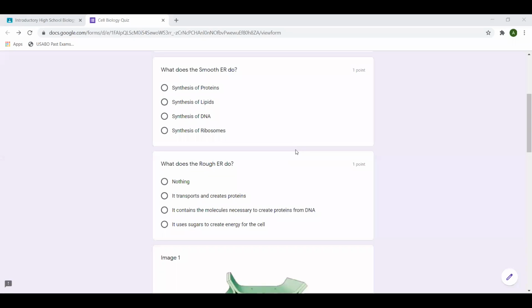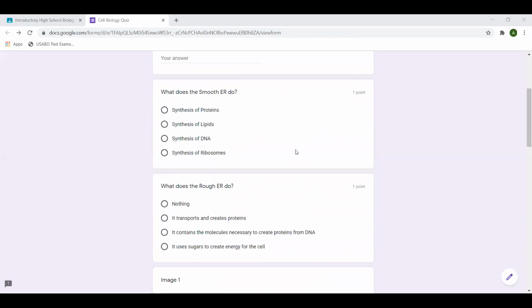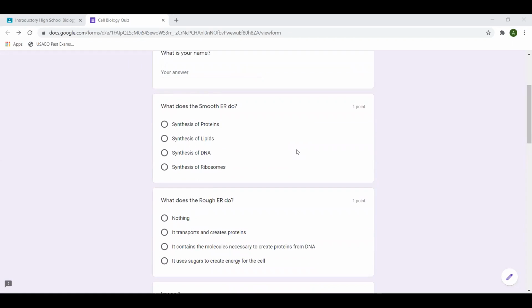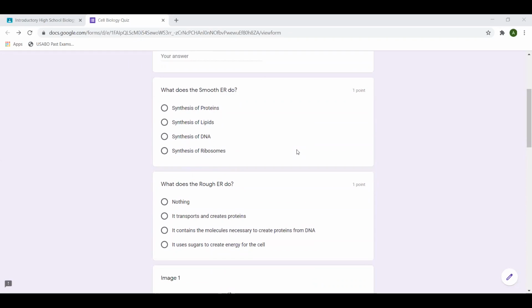So this is our quiz. The first question: what does the smooth ER do? If you remember, there was that question that we went over when we were reviewing cell bio, and we said that the smooth ER is involved with the synthesis of lipids. The synthesis of proteins is the rough ER. The synthesis of DNA, that we'll get into later when we get into our genetics unit.